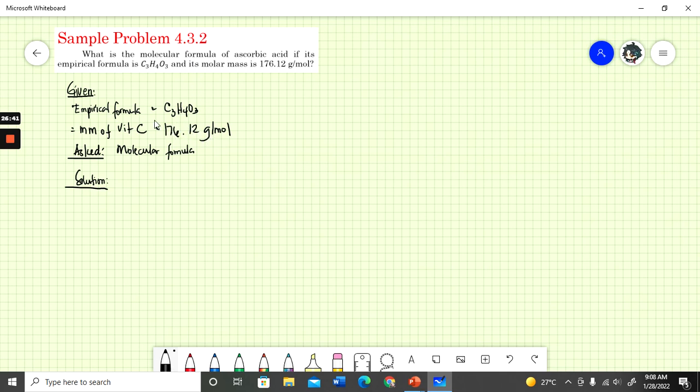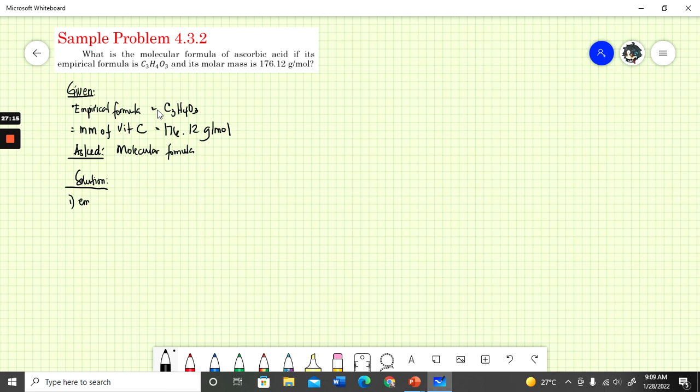I hope you guys remember how to find this. We did that previously on 4.2. That's the molecular mass. But this time what we want is to find the empirical mass, so the mass of the compound in its empirical formula. So how are we going to do that? Well, in order for us to do that, we have to find each individual mass of each element in the empirical formula.